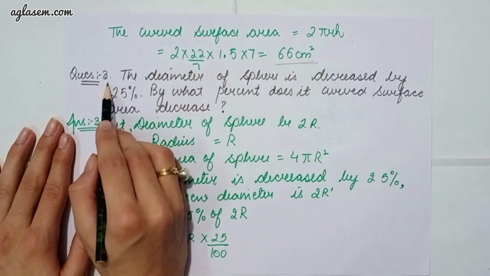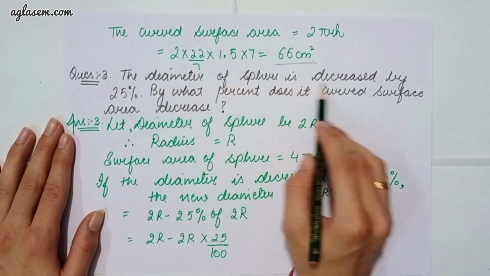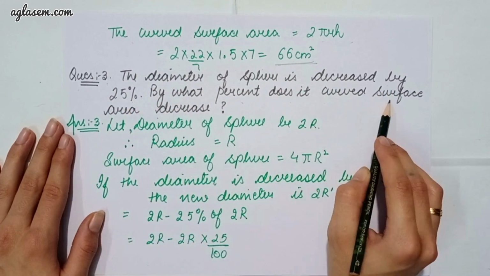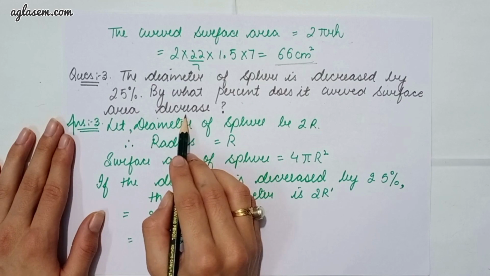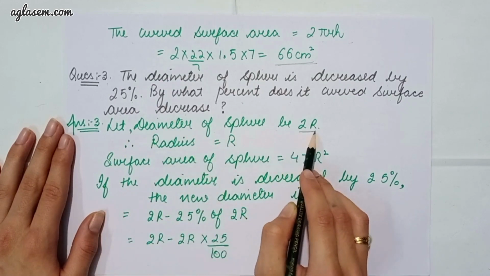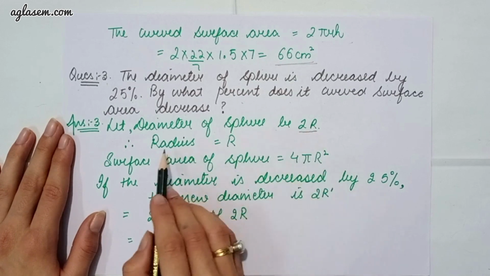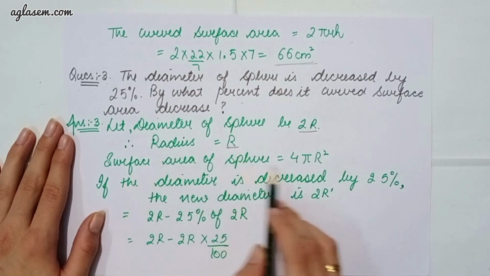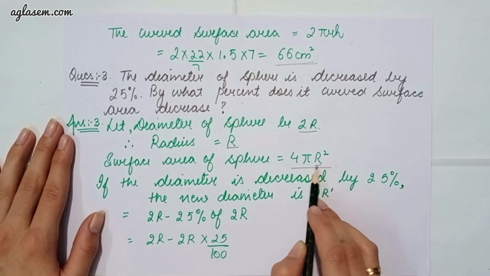Further, moving to question number 3, which says the diameter of a sphere is decreased by 25%. By what percent does its curved surface area decrease? So the answer is, let the diameter be 2R, that is capital R, remember here. So the radius will be capital R only. The surface area of the sphere is 4 pi r square, here capital R.